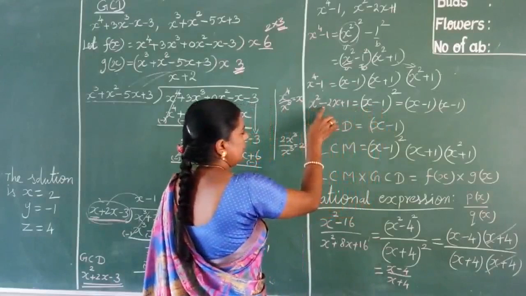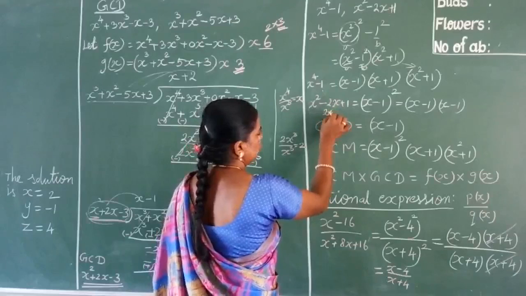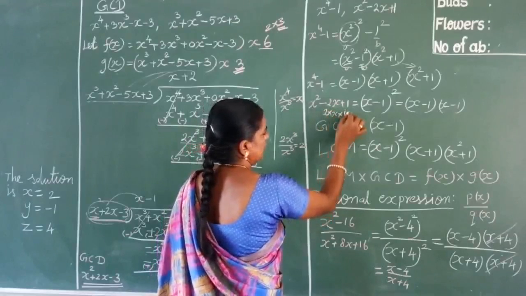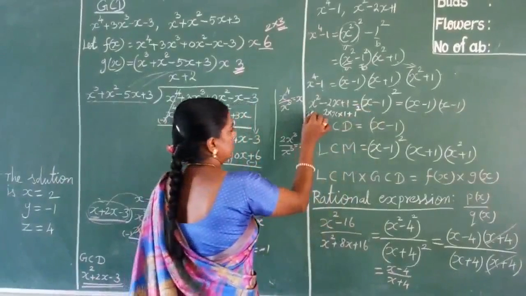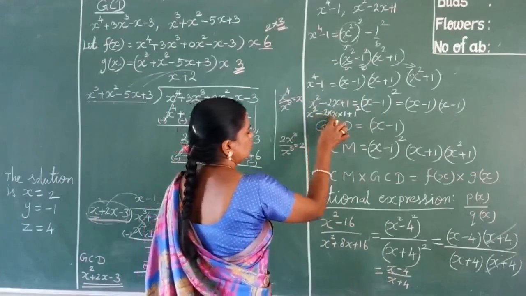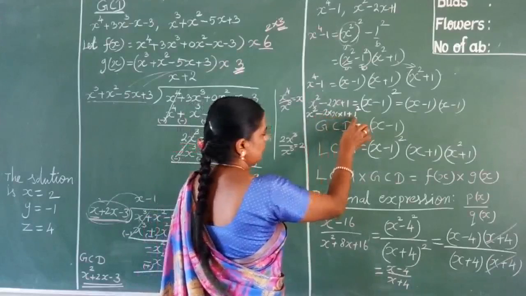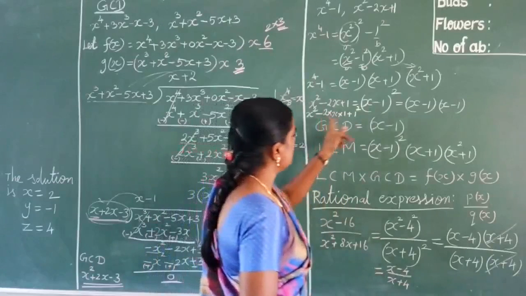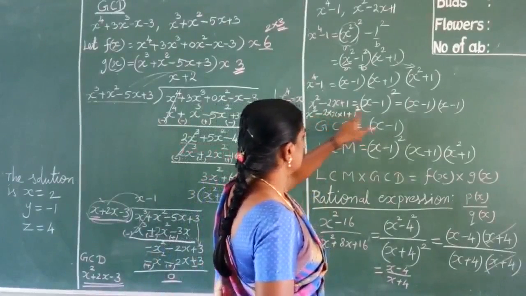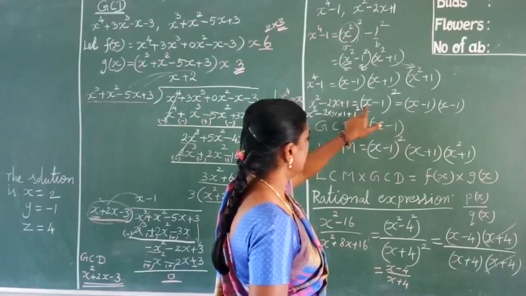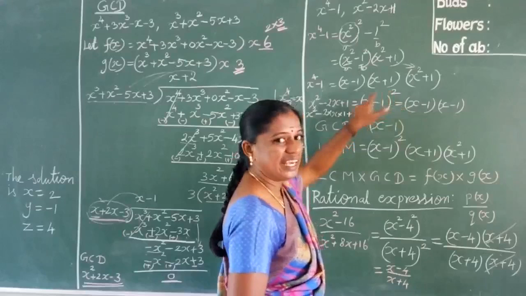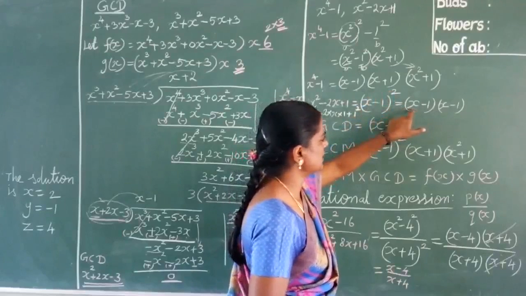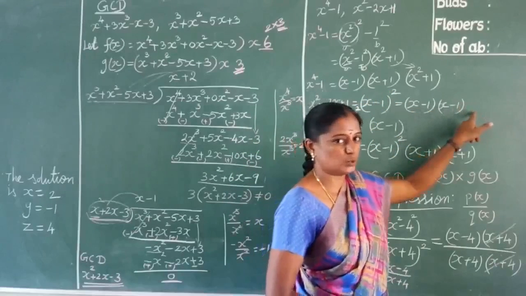How? a square minus 2ab, this one is 2 into a into b, right? And 1 square. So this can be a square minus 2ab plus b square, so a minus b whole square. So a as x, b as 1. So x minus 1 whole square. Again x minus 1 whole square is written as x minus 1 into x minus 1.